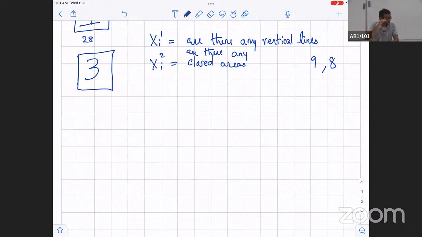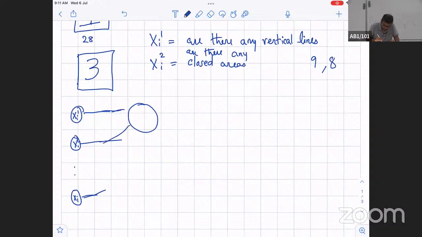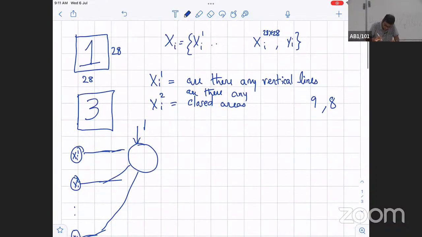So let's see what exactly is happening. Your image forms what is called the input layer. So this will be your xi1 all the way till xi 28 cross 28, and all of these will then feed into some kind of neuron. Typically we use a linear neuron first, and so you will have some weight vector here.